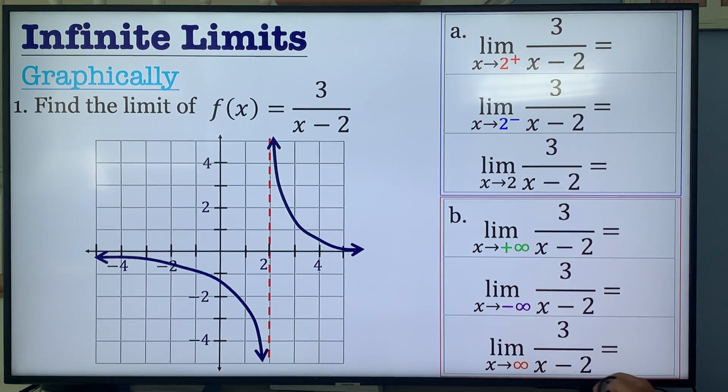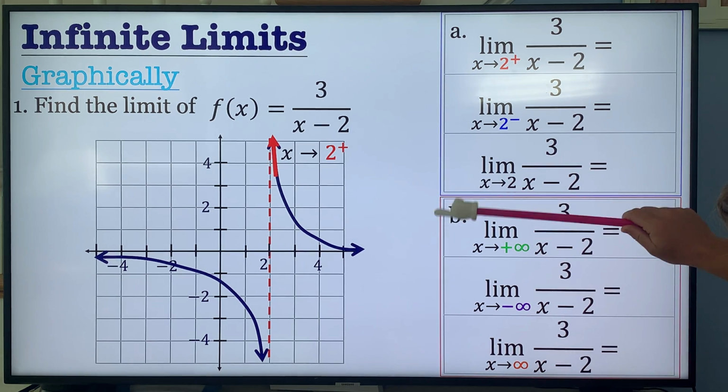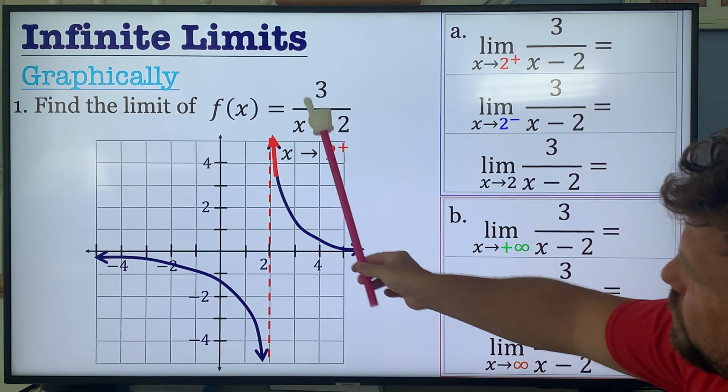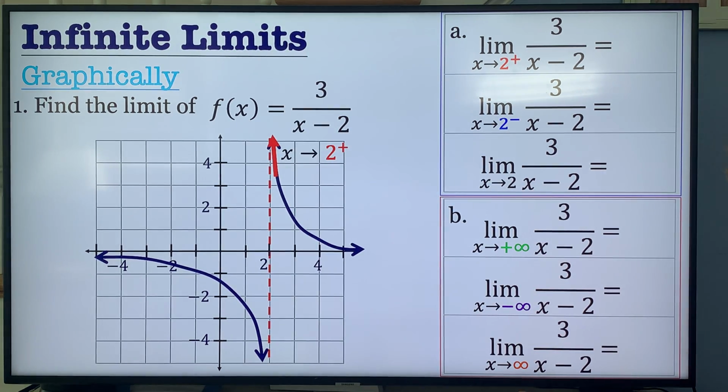So first thing it says here is the limit at 2 from the positive side. Now, positive side is over here. So as I approach 2 from the positive side, I'm going up, up, up, up. Now, where is this graph going up towards? It goes up to infinity. So right there is a limit that equals infinity.